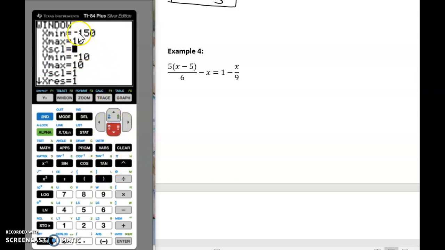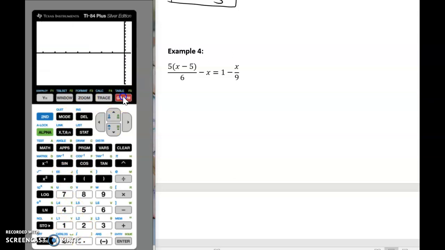Since I went all the way down to -150, I'm just going to bump this up a little bit. Let's say 20. Okay, and I'm going to leave the y-axis alone for now. Let's graph it and see what we see.